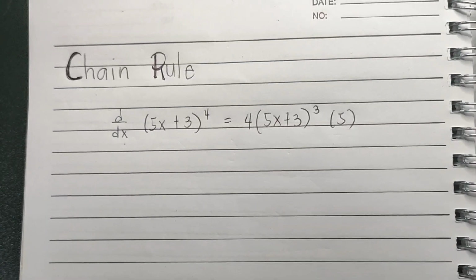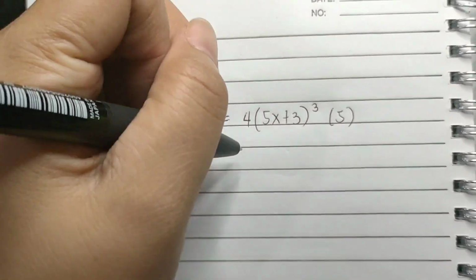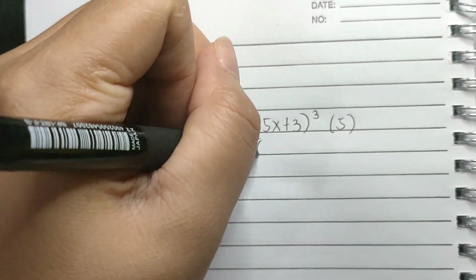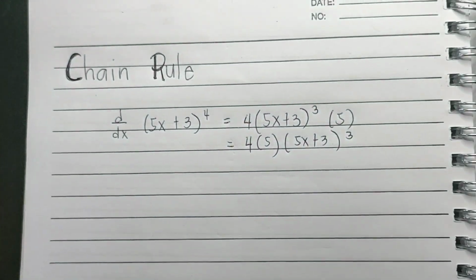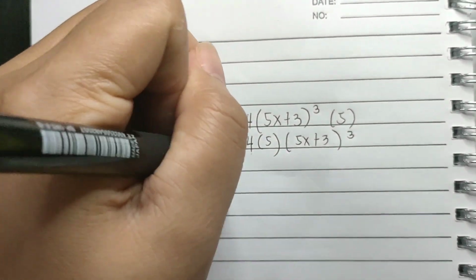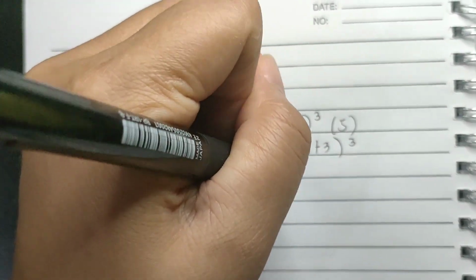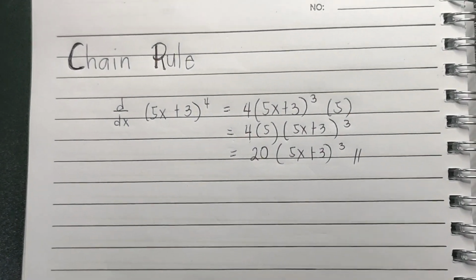Okay. So, next, ilalagay lang natin sa unahan yung 5. Katabi ng 4. So, magiging 4, and then times 5, and then copy lang yung (5x + 3) raised to 3. And then, simplify. 4 times 5, we have 20. Then, copy lang natin yung (5x + 3)^3. So, that is the answer.